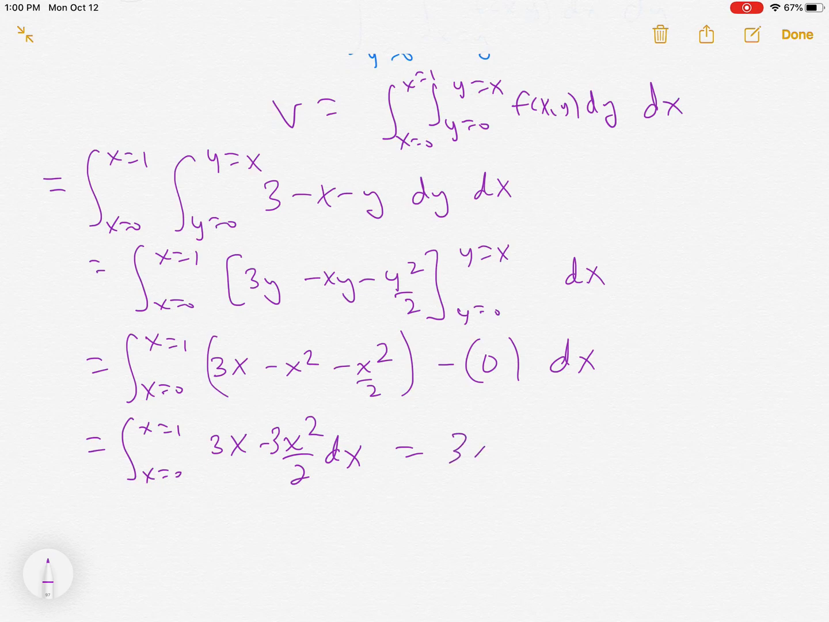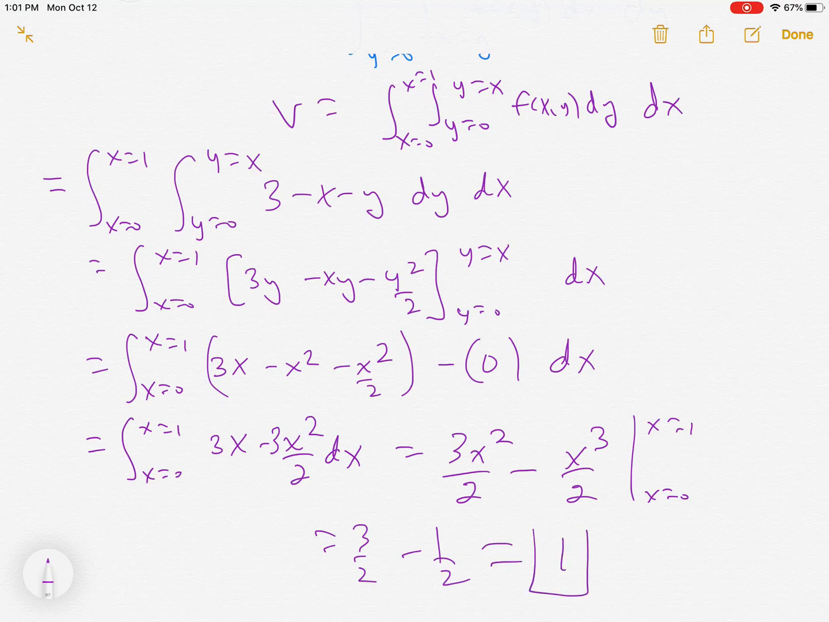So now when you integrate, you get 3x squared over 2 minus x cubed over 2. And x goes from 0 to 1. So you get 3/2 minus 1/2, and you get 1. All right, that was fun. And you could do it the other way as well. It'll give you the same answer because volume is volume.